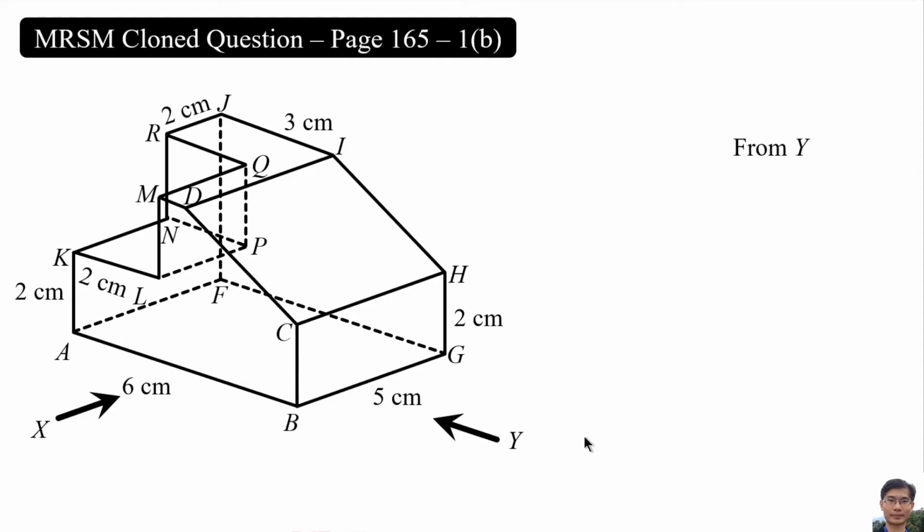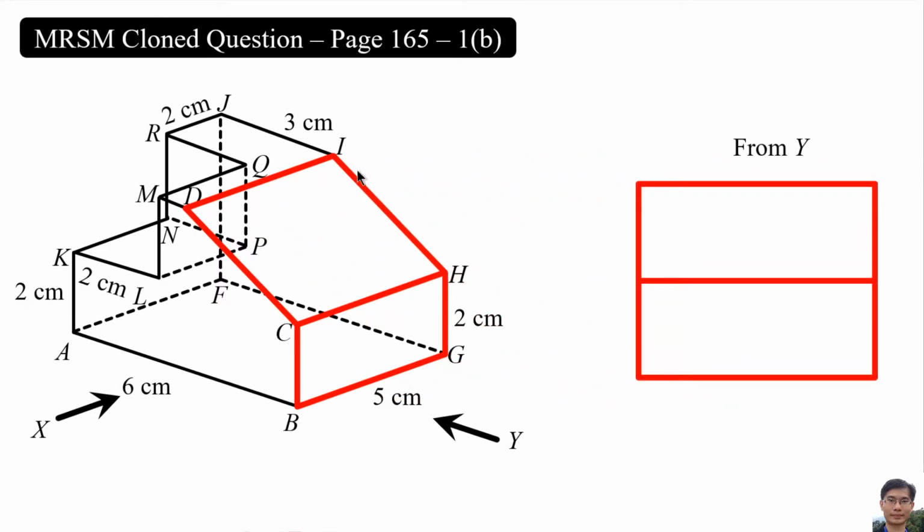View from Y. So we see this rectangle and this rectangle. The line IHG is flattened to become JF, and the length of JF is 4 cm. The length of this small vertical line is 2 cm. And this vertical line is hidden when we view from Y, and it must be drawn as dashed line. The length of this horizontal line is 2 cm.